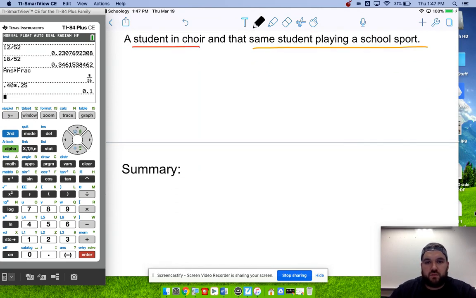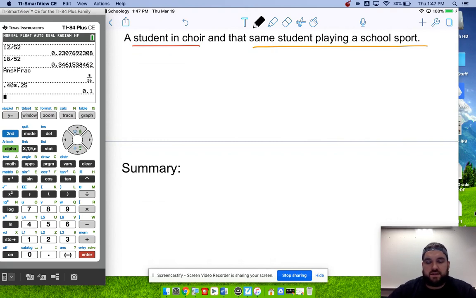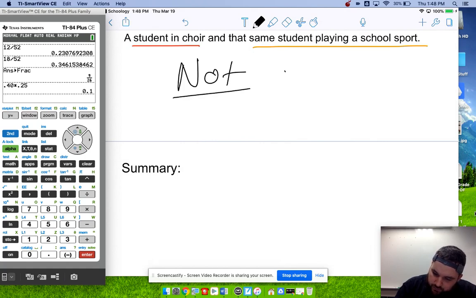And finally, a student in choir, and that same student playing a school sport. Can both events occur if I choose a student at random at school? Well, obviously, there's a lot of overlap between music, the arts, and sports. So is it possible for a student to be in both choir and play a school sport? Absolutely. So these two are not mutually exclusive.